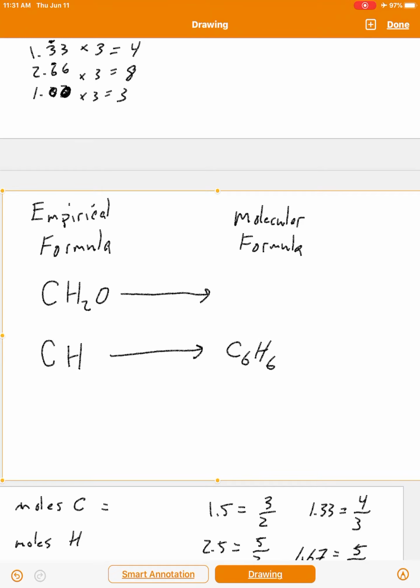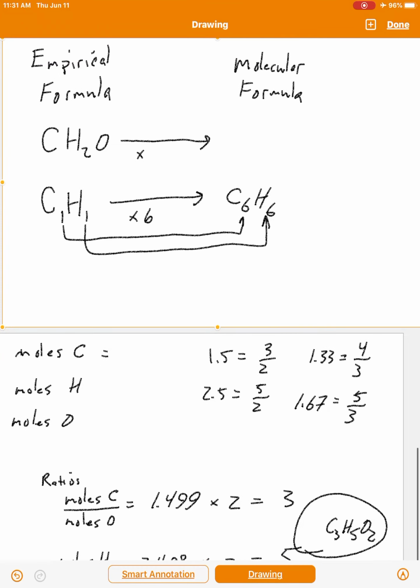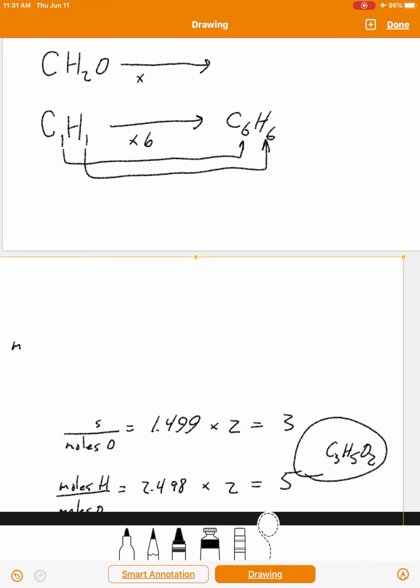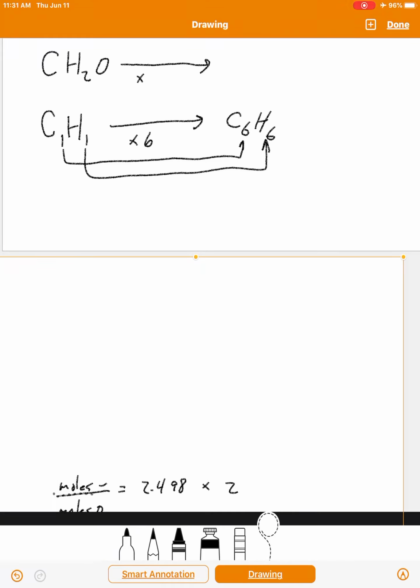So the difference between the empirical formula and the molecular formula was that we took the subscripts here, which are 1s, and we multiplied them by some number. What number did we have to multiply those subscripts by to get 6s for both of them? Right, we had to multiply by 6, right? So we're going to have to multiply this by some number to get the molecular formula as well. Now here, let me make a little more space here for us.